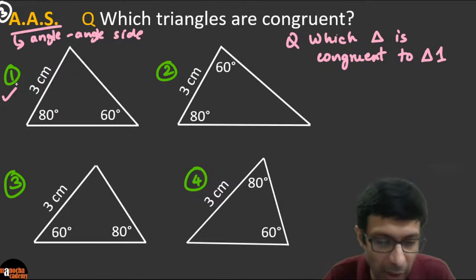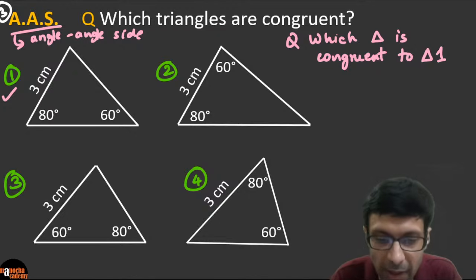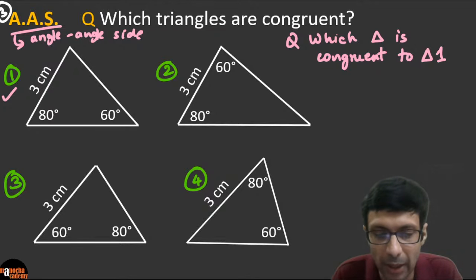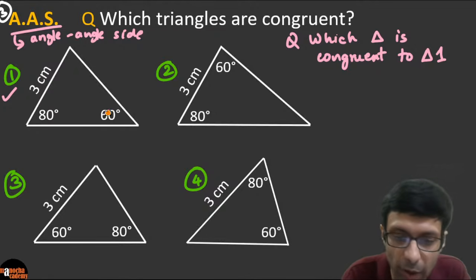Excellent, great to see answers from all of you. So please try this. If you take a look at triangle 1, we have to go in this order: angle, angle, side.